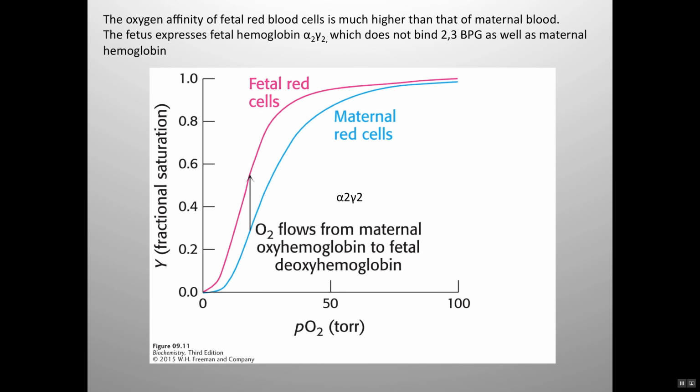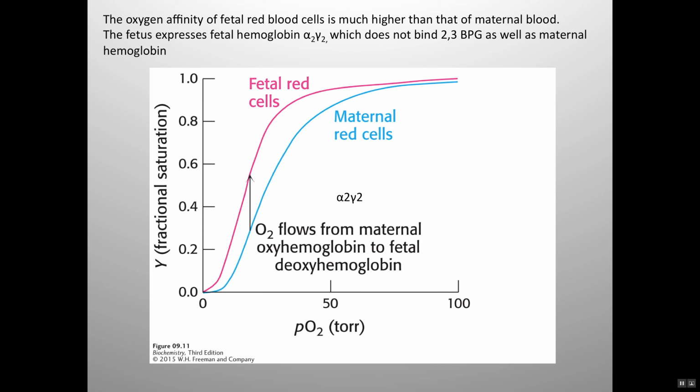Now an interesting second case is in fetal red blood cells. Fetal red blood cells express a different type of hemoglobin. It's called alpha-2 gamma-2, where gamma-2 replaces the beta chains. This is the fetal hemoglobin state. Now the fetal hemoglobin doesn't bind 2,3-bisphosphoglycerate as well as maternal hemoglobin. So it makes fetal hemoglobin a bit more like myoglobin than it is like hemoglobin.